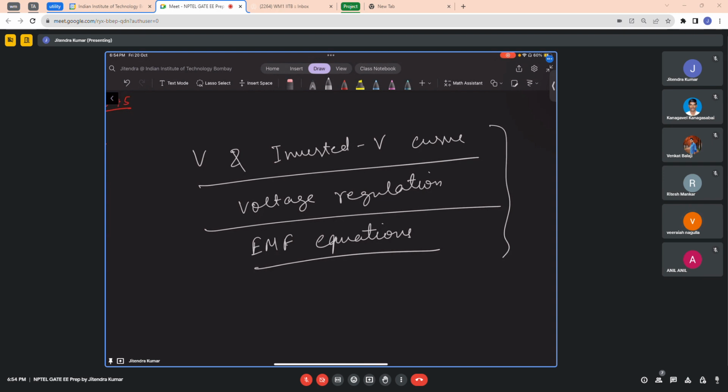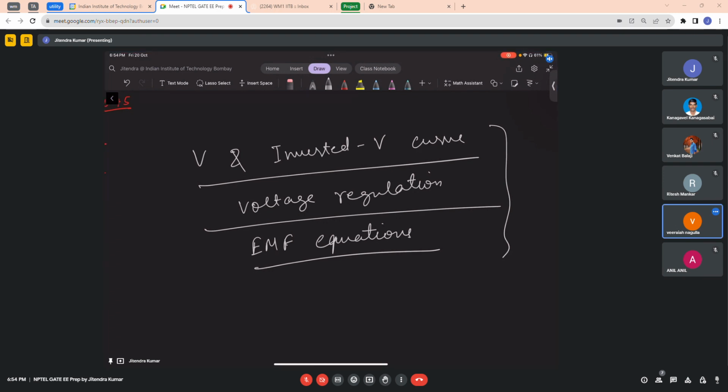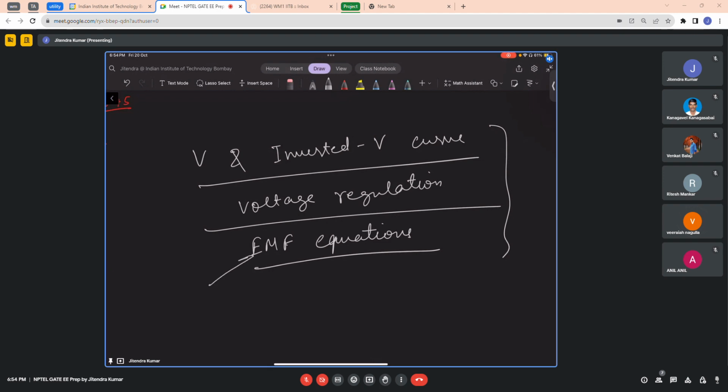Anything else? Initially we will go ahead with EMF equations, and then voltage regulation and V and inverted V curves. So in the next lecture, I think we will mostly focus on EMF equations. Will that be fine for everyone?